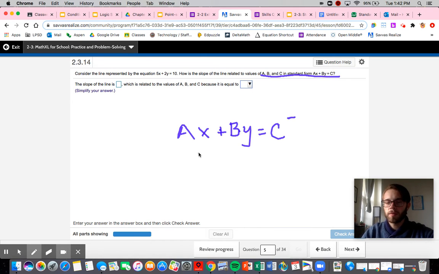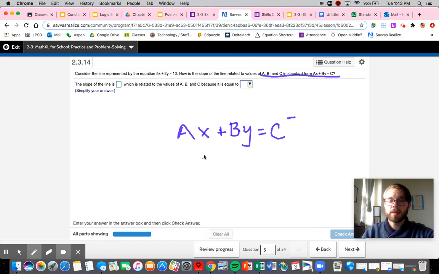Okay, so there's a couple things to consider. First of all, A, B, and C, they are integers. And A in and of itself is usually positive. But because they're integers, you shouldn't have fractions or decimals or anything like that. The other thing to consider as well is, both A and B are not going to be zero at the same time. One of them could be zero, but they're not both zero.